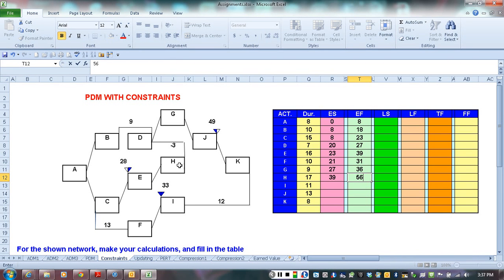Notice that this activity is open-ended. It does not have any relationship to any other activities later on.